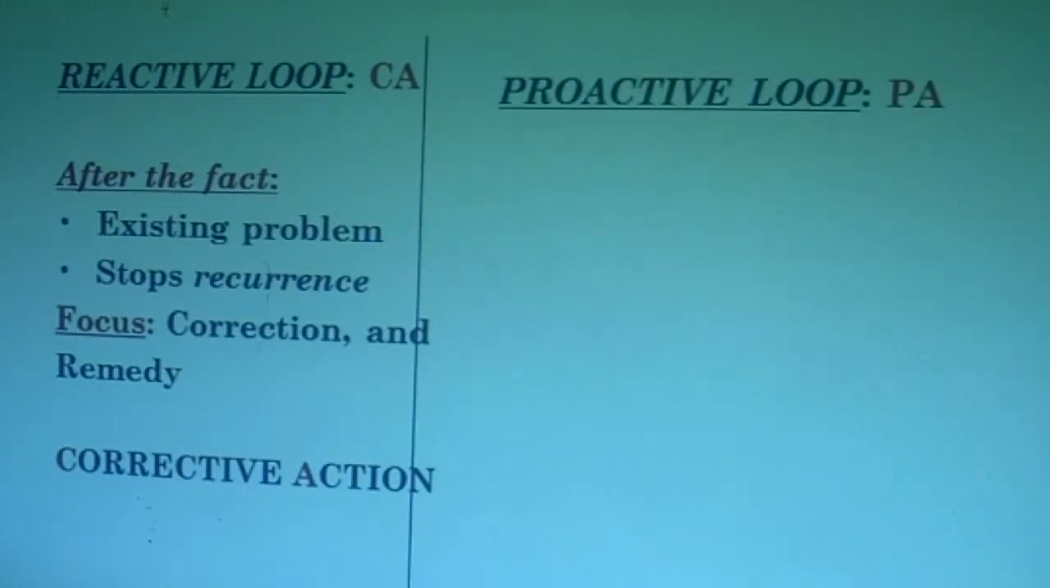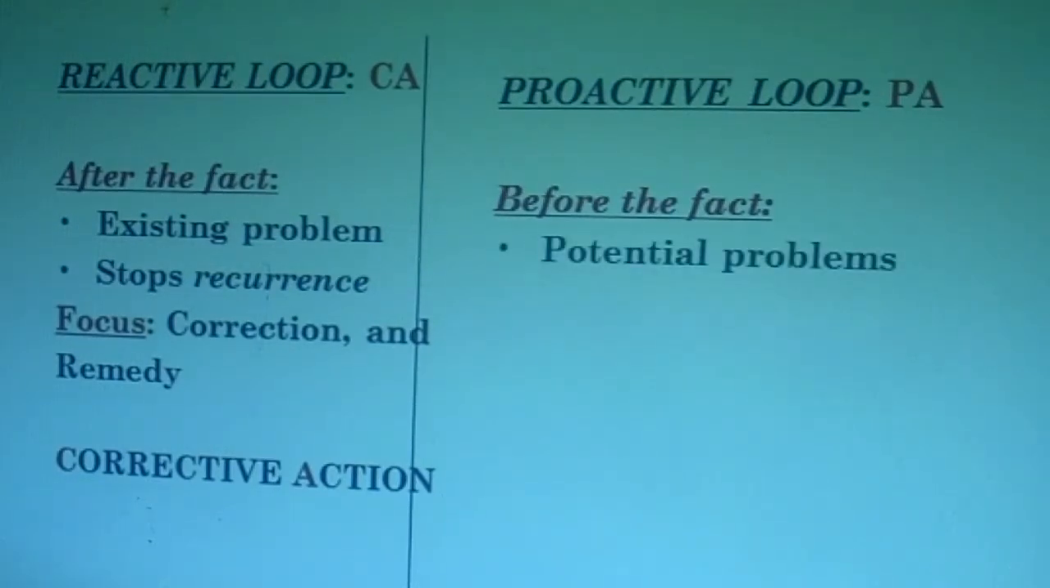Let's look at the proactive side of things, the PA side of things. Okay? That is before the fact. Remember, CA is after the fact. This is before the fact. And PA addresses potential problems. Things haven't happened yet, but if we don't do something about them, things are going to fall apart. We don't have a recall yet, but if we don't address these risks, we may have a recall. This is based on risk and adverse trends. I'm going to repeat that one more time. Preventive action is based on two things: the risk involved and adverse trends.